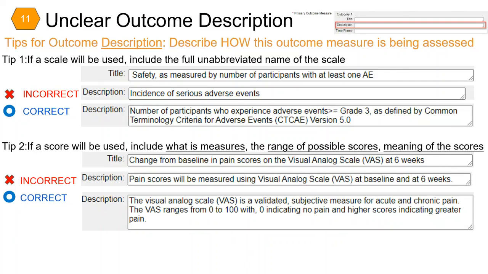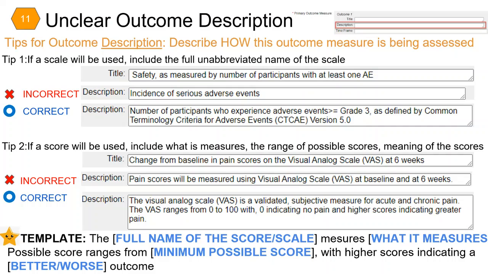Tip 2, if a score will be used, you need to include what the score measures, the range of possible scores, and the meaning of the score. For example, if you're reporting change in pain score using the VAS scale, visual analog scale, the description should say VAS scale is a validated subjective measure for acute and chronic pain, ranging from 0 to 100, and a higher score indicating greater pain. So you need to include the possible range of scores and the meaning of that specific score.